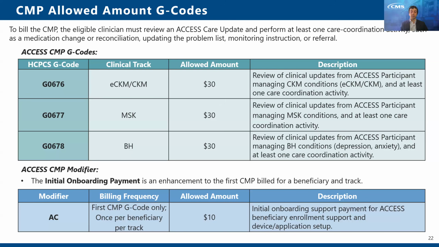The HCPCS G-codes on the slides are specific to each track a beneficiary would be aligned to. The initial onboarding payment modifier may be billed for each beneficiary and track combination, provided that onboarding support and application setup were rendered. Next slide, please.